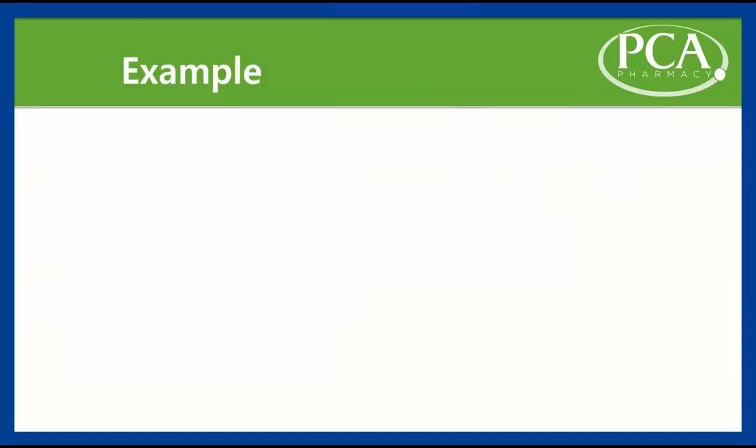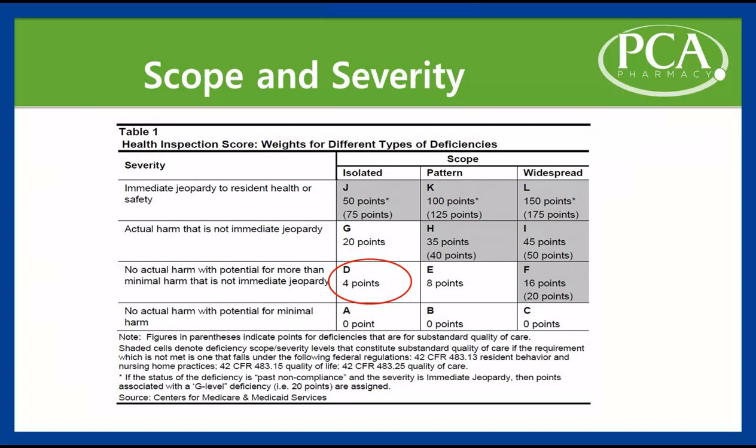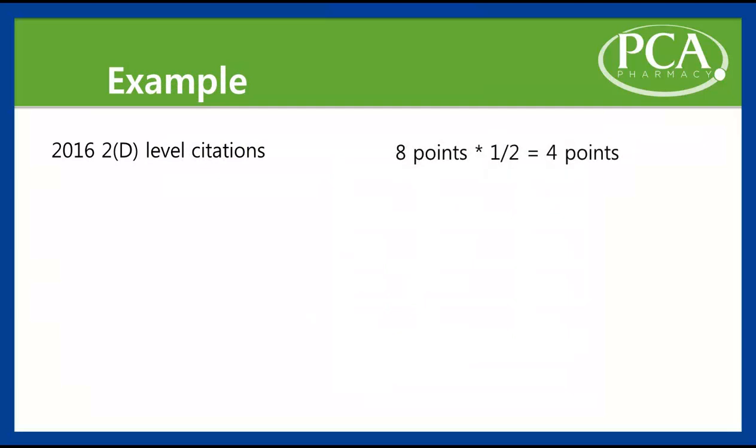Let's look at an example of how to calculate a health inspection score. In 2016, a facility had 2 D-level citations. We look at our scope and severity table, you can see that a D is 4 points. So 2 4-point citations would equal 8 points, with a half weight would be a total of 4 points.